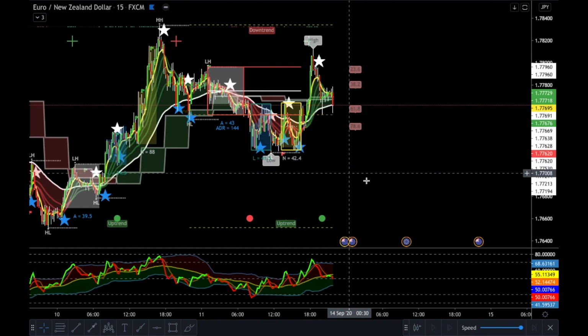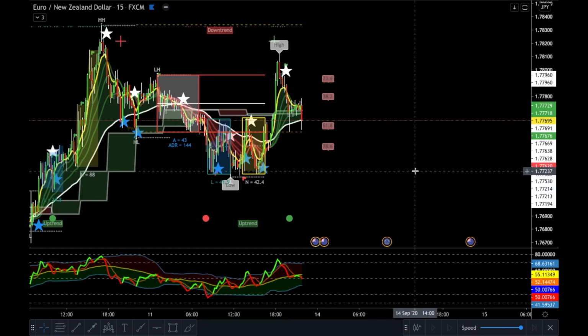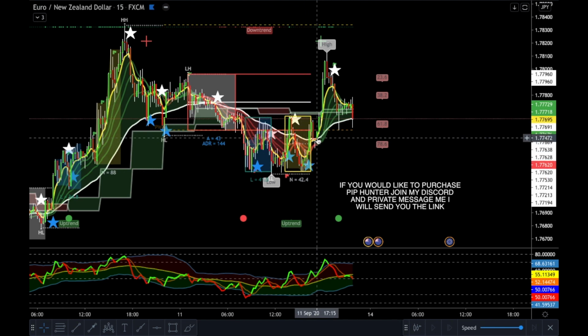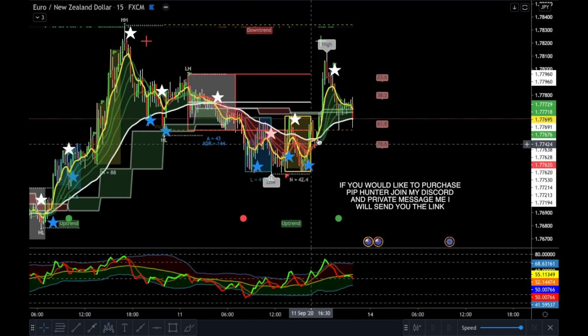Okay, so as you can see, I've switched on Pip Hunter now. And even for this trade here, you'd be able to see the alligator has turned green, which is a good sign to say that it's bullish.